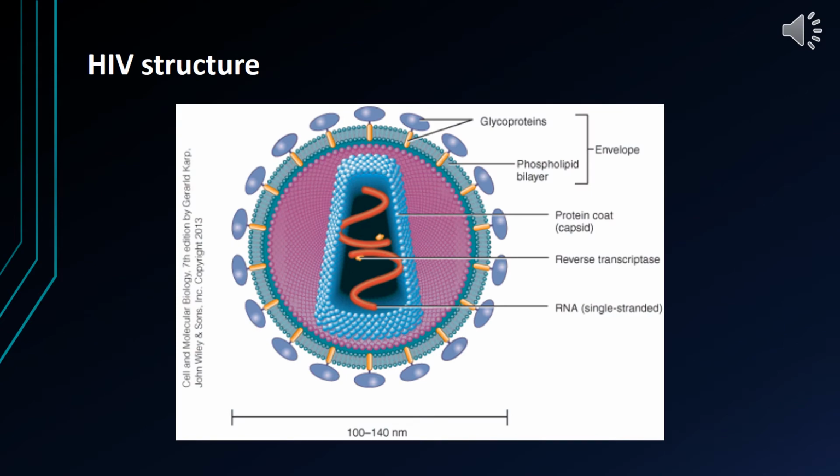Here's the basic structure of HIV. It's 100 to 140 nanometers long, so it's about as big as the smallest type of bacteria. And its envelope is made up of a phospholipid bilayer, as are all envelopes stolen from the host cell. And this phospholipid bilayer has the glycoproteins from the host cell embedded in it. And then we have this protein coat, also known as the capsid, if I didn't make that clear earlier. And then we have the single-stranded RNA within this protein coat, and the reverse transcriptase also.